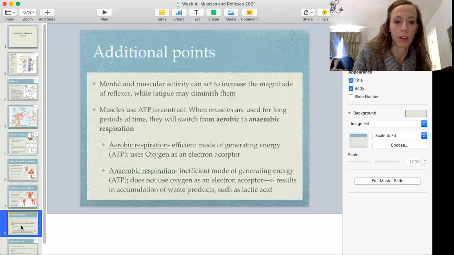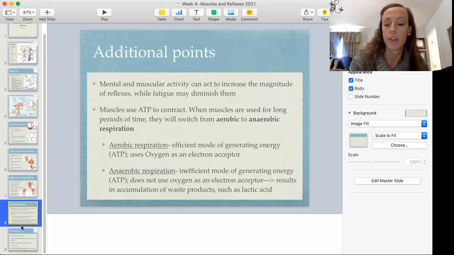Okay. All right. And then a few other points here about how muscles work. So mental and muscular activities in other areas of the body can actually act to increase the magnitude of your reflexes. So if you are already kind of stimulated, you are either actively moving, you've been working out, or you're mentally excited, you're undergoing mental activities, you're already kind of in an active mode. This can actually increase, it's been shown to actually increase the magnitude of reflexes.